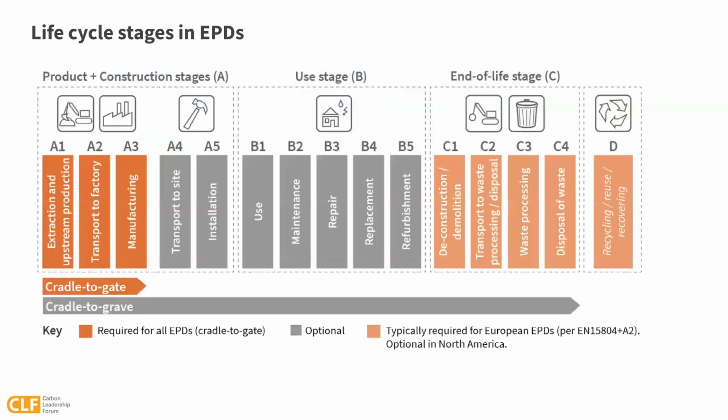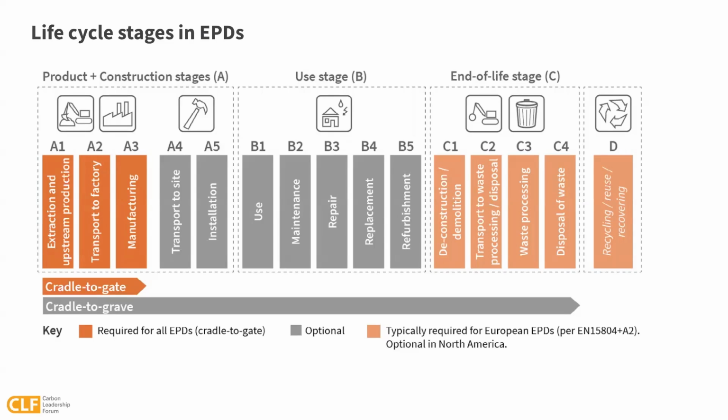We discussed life cycle stages in the previous module. For most product categories, EPDs commonly have a cradle-to-gate scope. That's A1, extraction and upstream production of the input materials. So for concrete EPD, A1 would include the production of cement and aggregates and additives. A2, transport of those input materials to the manufacturing facility.